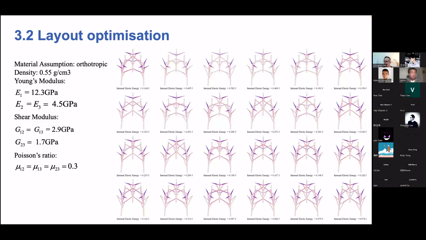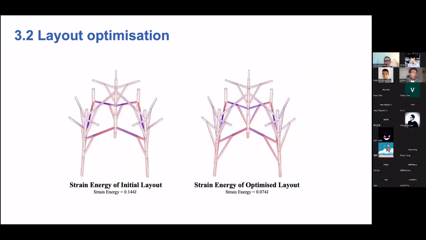to achieve the most optimized result. Also, in this process, we introduce the anisotropic material, because in reality the wooden material is always anisotropic. So as you can see, the left one is the initial design and the right one is the optimized layout. In the initial design, the strain energy is 0.144 joule. And the optimized one is about half of it, which means the optimized layout has higher structural performance.